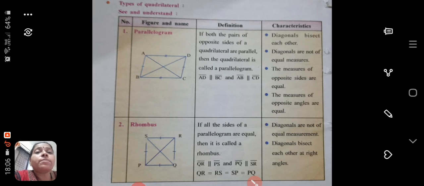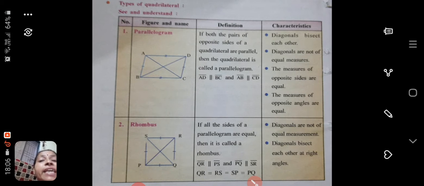Now we are talking about parallelogram. What are the properties of a parallelogram? See, if both pairs of opposite sides of a quadrilateral are parallel, then the quadrilateral is called a parallelogram. I told you in our previous video: if AD is parallel to BC and AB is parallel to CD, then it is called a parallelogram.